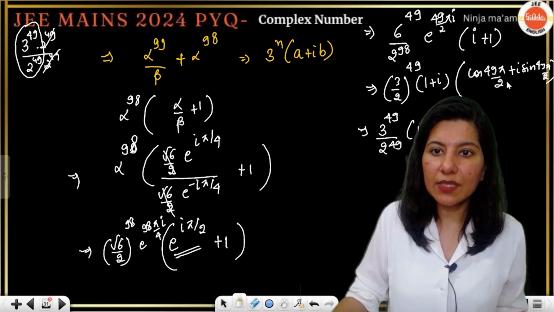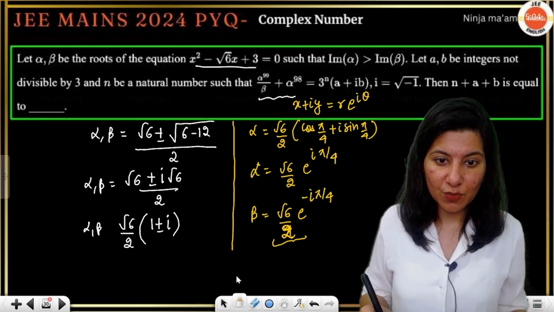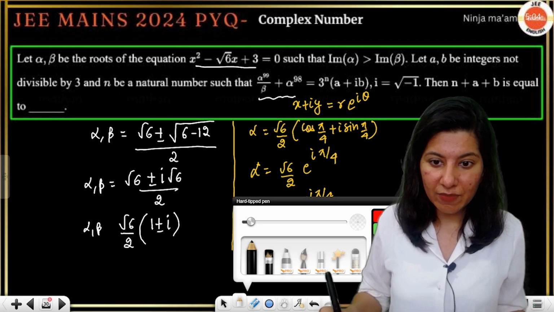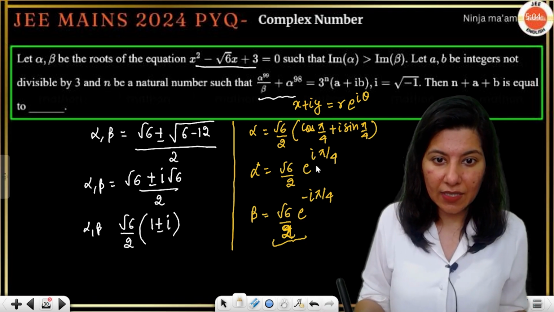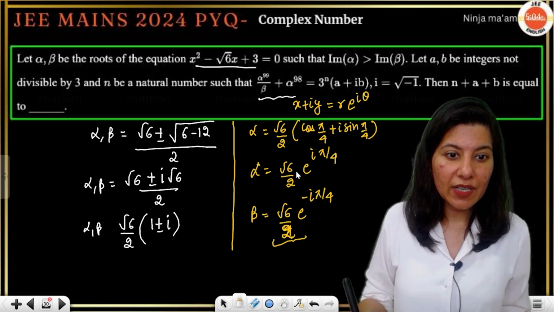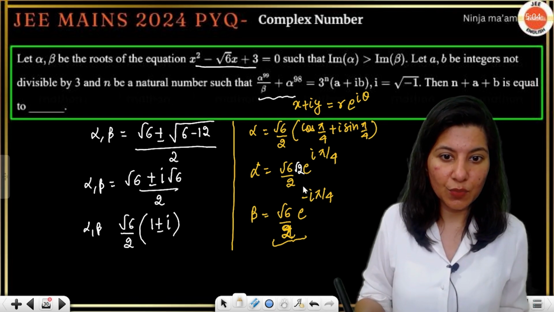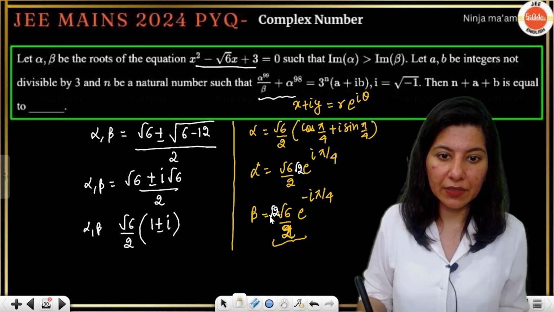And what about this? Oops, hold on. I have made a mistake actually. Hold on. So the mistake is 1 plus iota will be root 2. Root 2 is already involved.